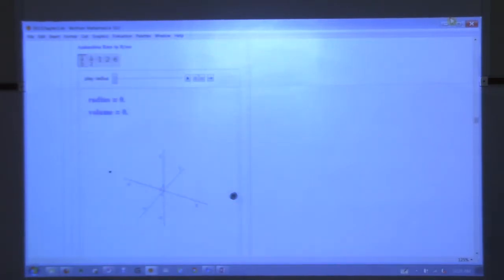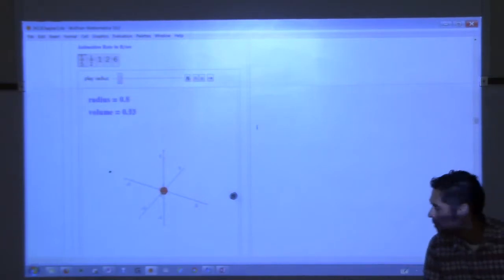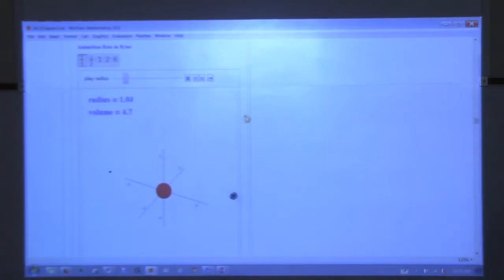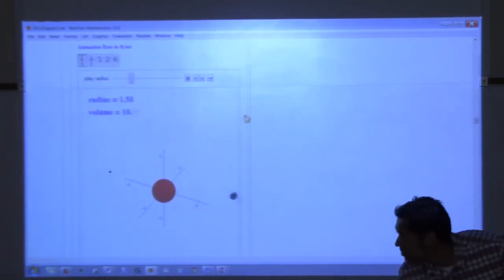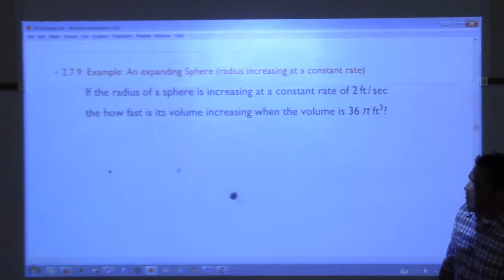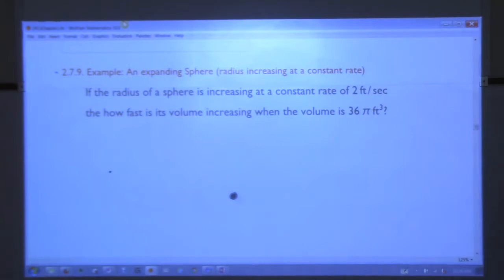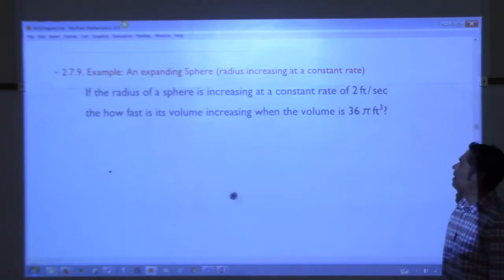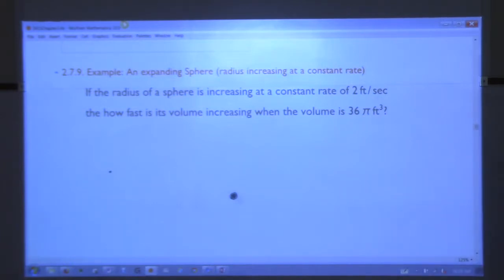How about this one? This is a sphere this time. Okay? So we have a sphere whose radius is changing at a constant rate. It's three-dimensional, but okay? If the radius of a sphere is increasing at a constant rate of 2 feet per second, how fast is the volume increasing when the volume is 36 pi cubic feet?